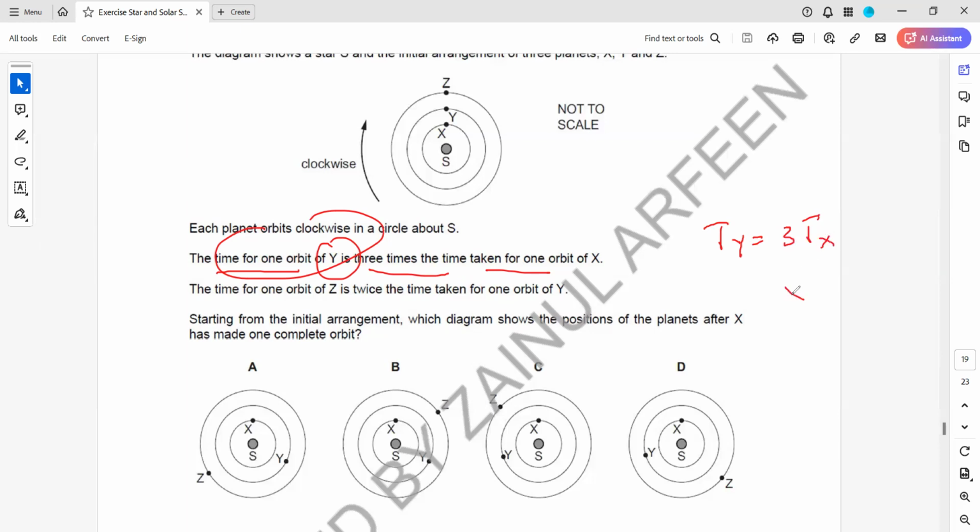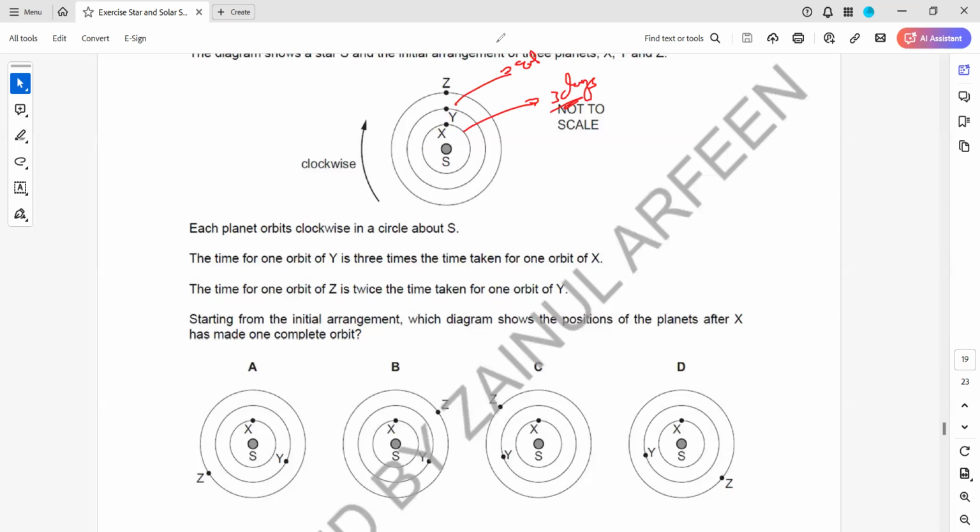or we can also say the position it will cover will be 1/3. It will cover less distance. So it will start to move, but if X completed in say 3 days, for example, Y will complete the orbit in 9 days.